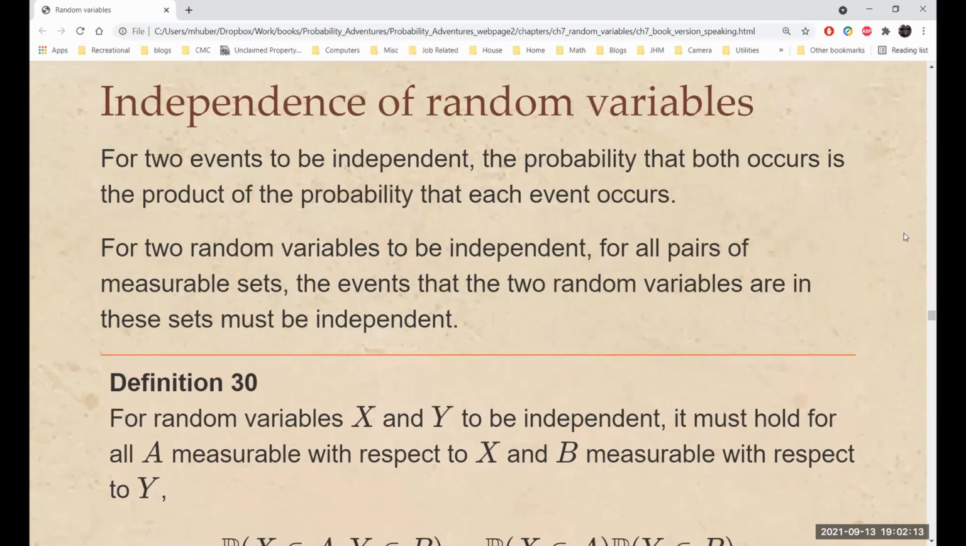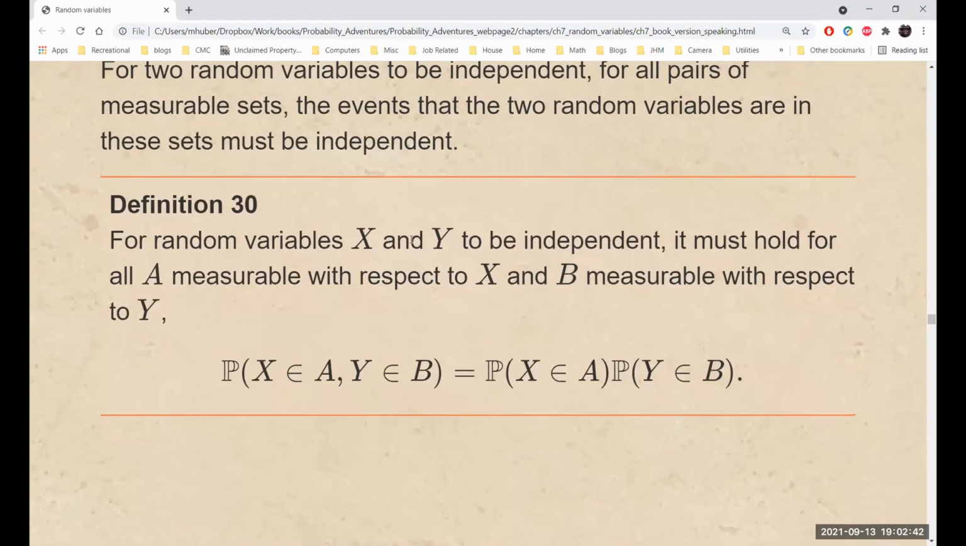Now, earlier we talked about events being independent, which means that the probability that both events occur is the product of the probability that each individual event occurs. For two random variables to be independent, for all pairs of measurable sets, the event that the two random variables are in these sets must be independent of each other.